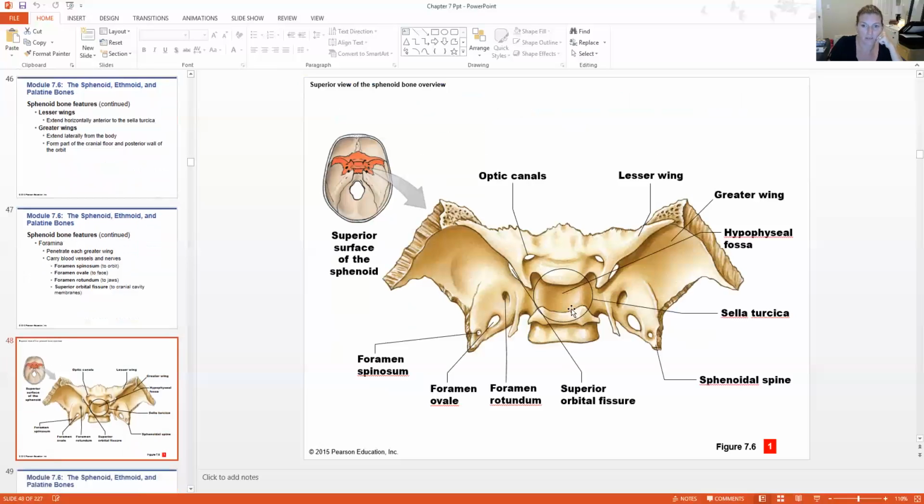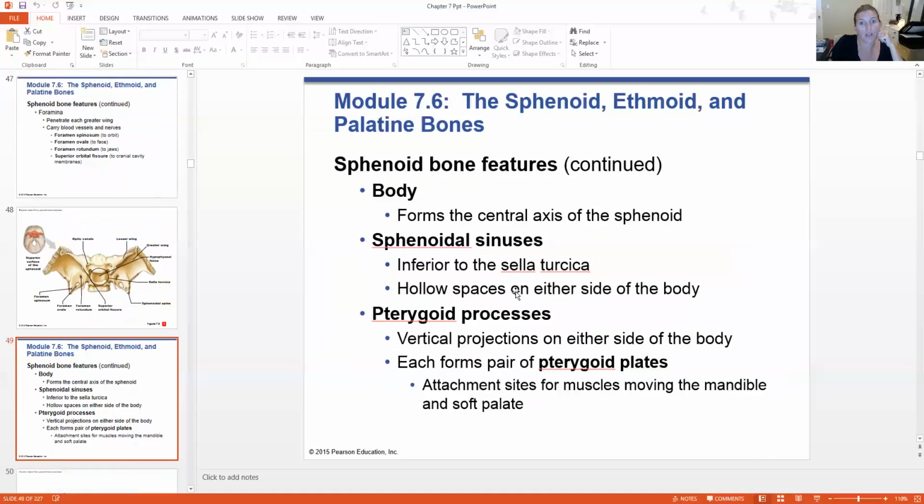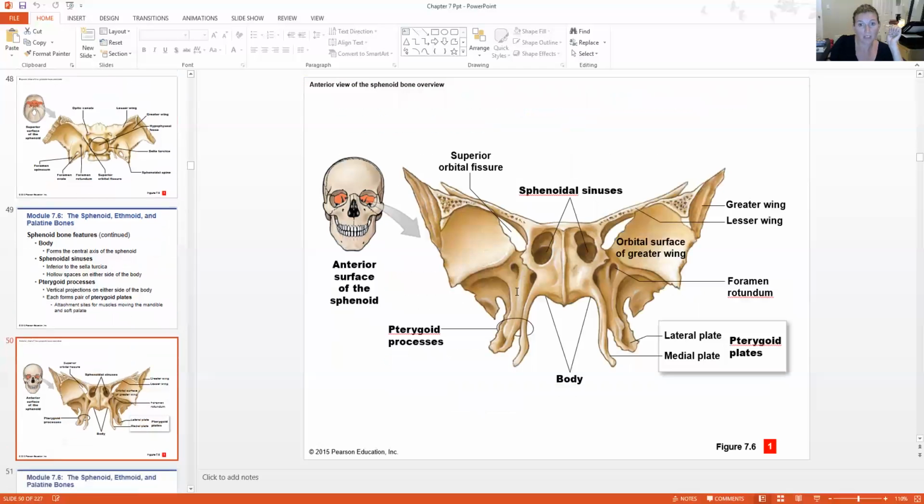The sella turcica is this nice saddle area, the hypophyseal fossa, right there. That's where your pituitary gland sits, and then you have your lesser wing on top, greater wing on the bottom, optic canals, optic fissure, and then the small foramina, allowing for blood vessels and nerves. The body of the sphenoid forms the central axis of the sphenoid itself, and there's sphenoidal sinuses. There's also a pterygoid process, which allows for attachments of the mandible and soft palate.